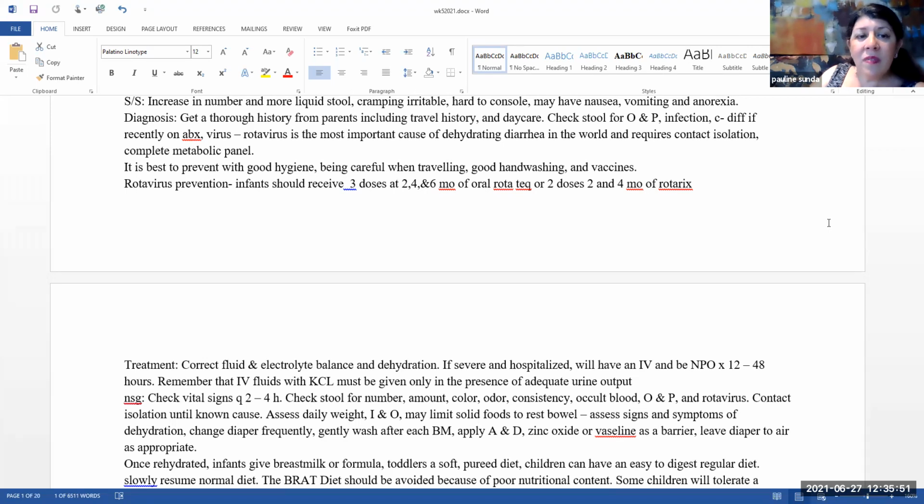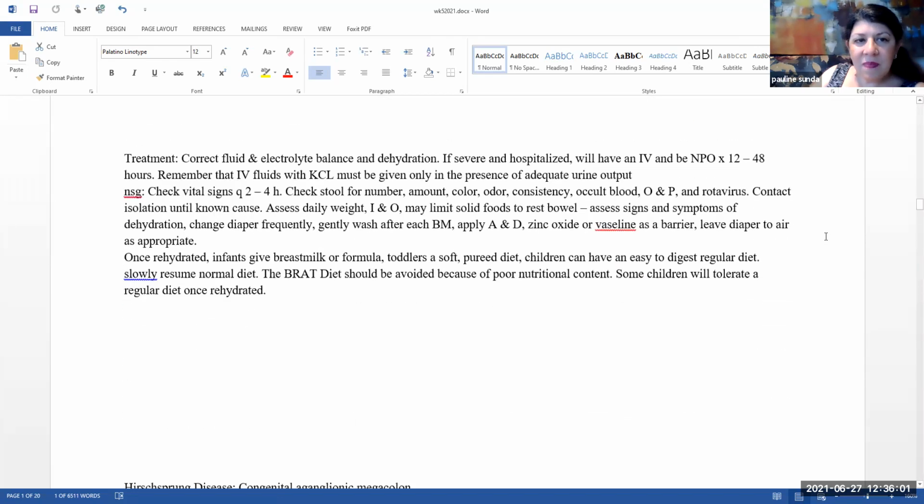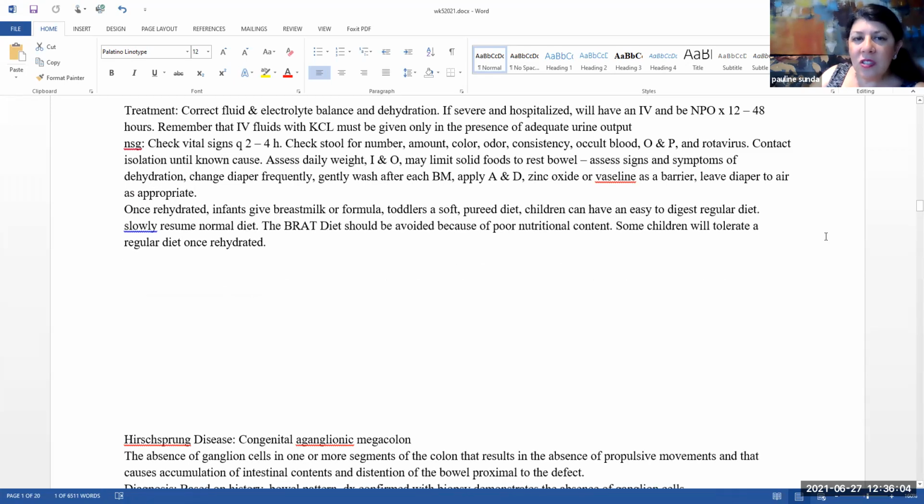Remember, it is best to prevent this, and this can be done with good hygiene, being careful when traveling, good hand washing, and vaccines, specifically the rotavirus vaccine. Treatment, we want to correct fluid and electrolyte imbalances and dehydration. If they are severe, they may be hospitalized and they may be given an IV. They also might be placed NPO. Remember that IV fluids with potassium must be given only in the presence of adequate urine output.